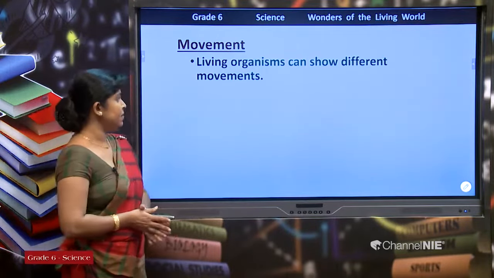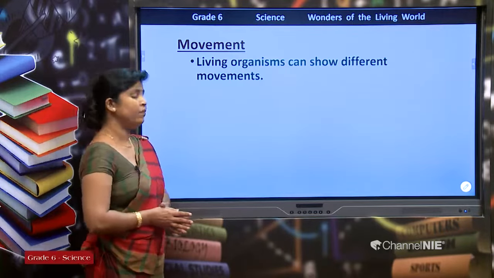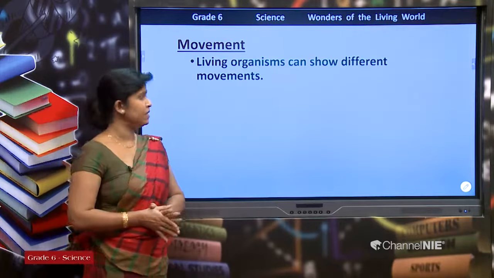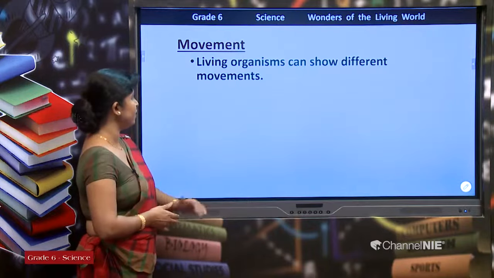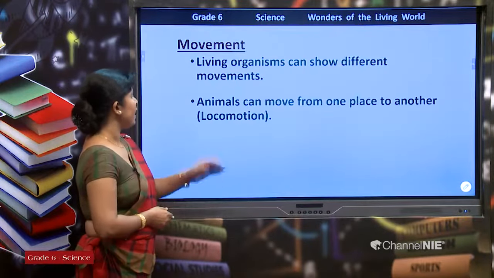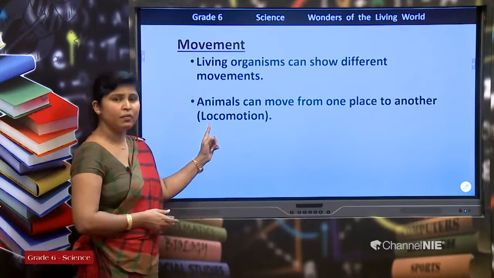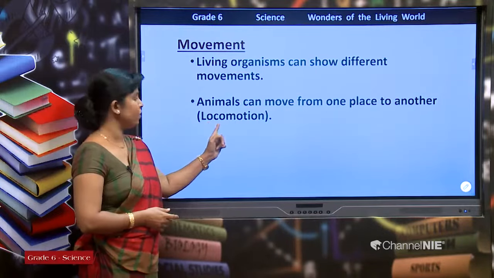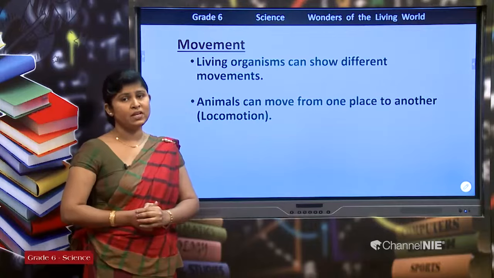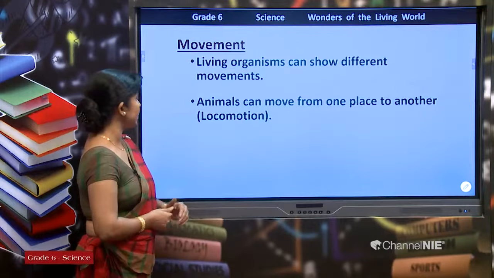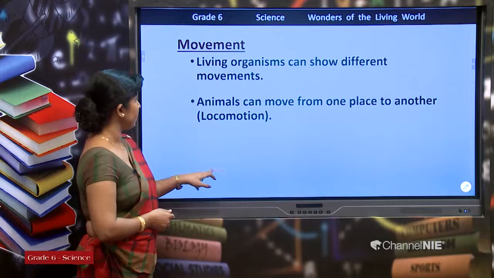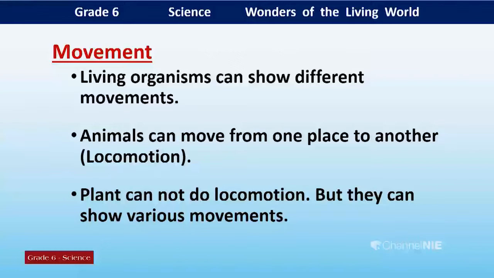Living organisms can show different movements. Animals can move from one place to another. We give a special name for that, that is known as locomotion. Plants cannot do locomotion, but they can show various movements, right?